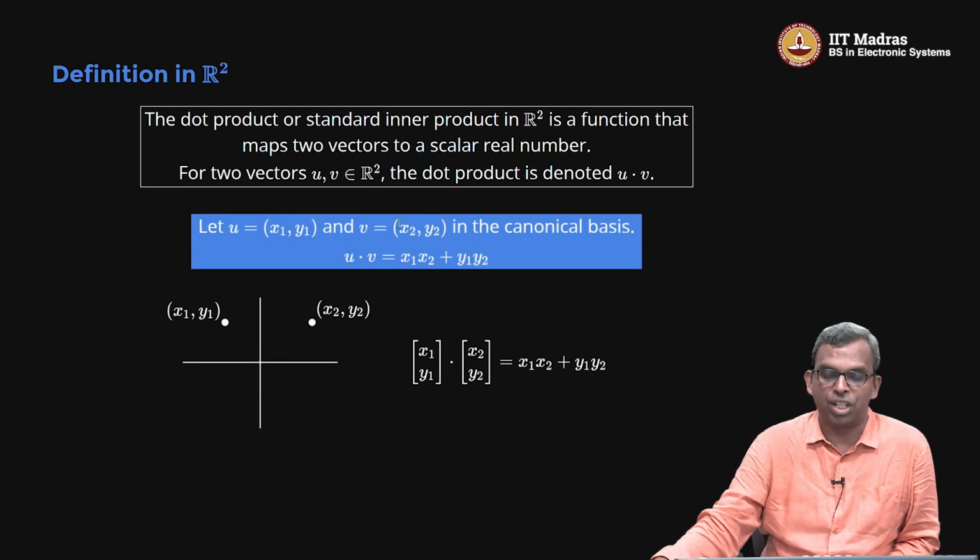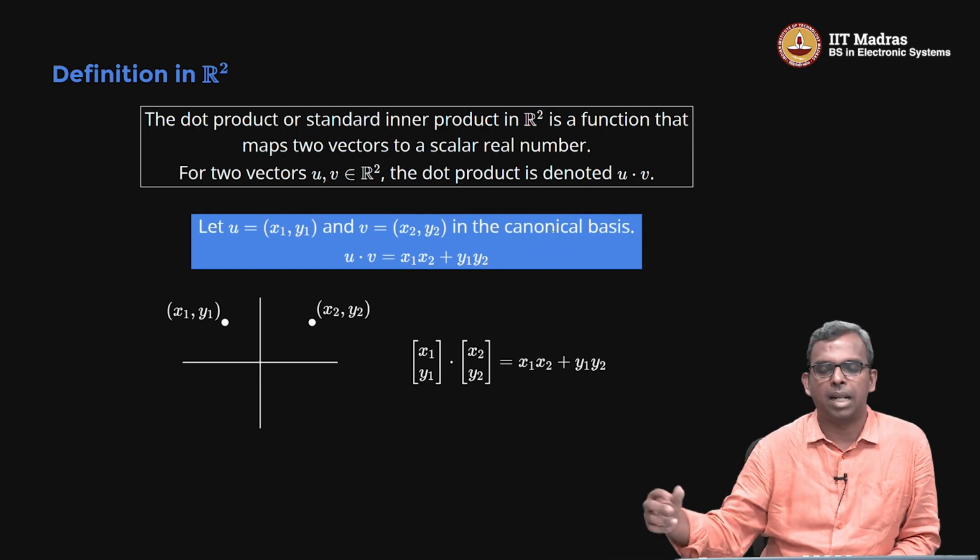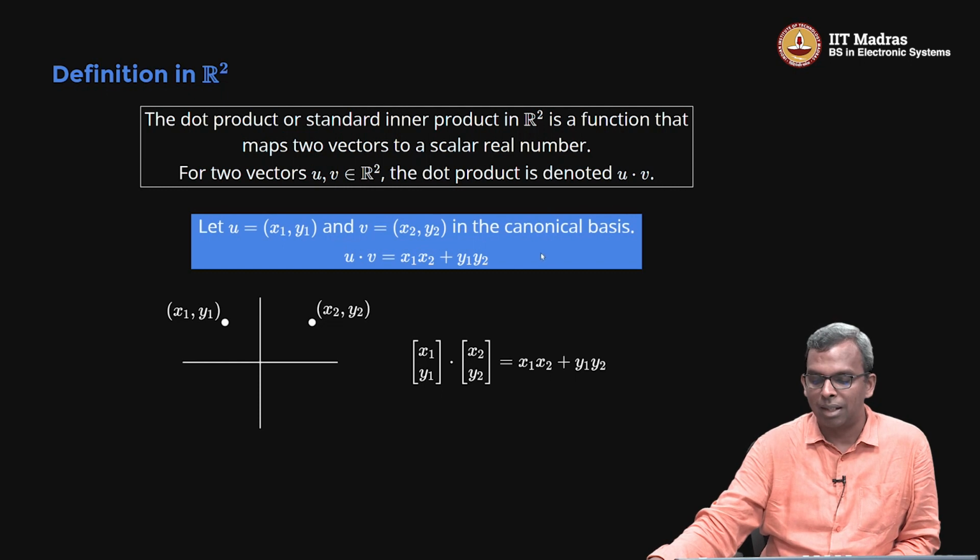So, here is the definition. Finally, we have the definition here. Let us say u is (x1, y1) and v is (x2, y2) in the canonical basis. In this study, it is very common to just stick to the canonical basis. We have seen other types of bases also, but from now onwards in the inner product we will mostly be sticking to the canonical basis. So I won't mention this too much, but just keep assuming any coordinates they give you are with respect to the canonical basis. So, u is (x1, y1), v is (x2, y2). U dot v is defined using these coordinates.